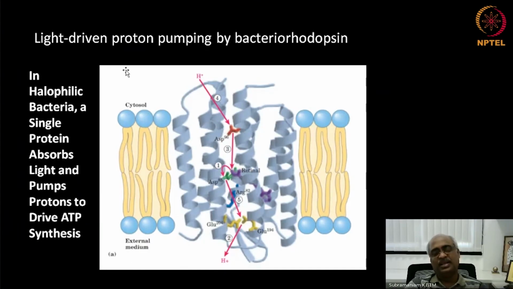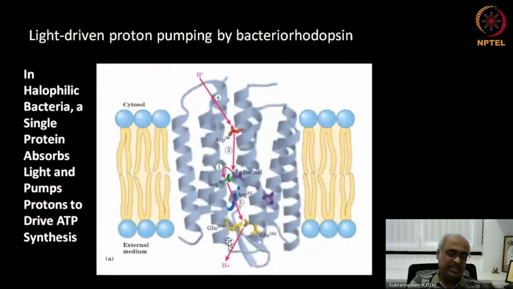Okay, so the light energy alters the cis-trans configuration of the retinal, and that changes the conformation of the protein such that the protein ends up pumping proton. Okay, and this is helpful for bacteria living in extreme saline environment.